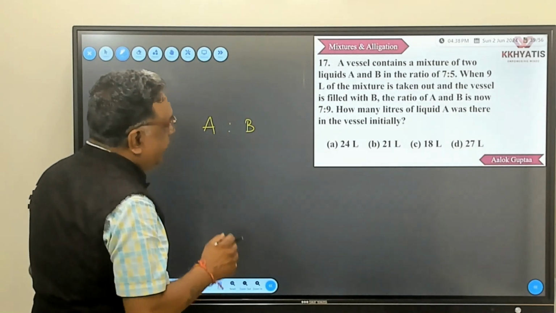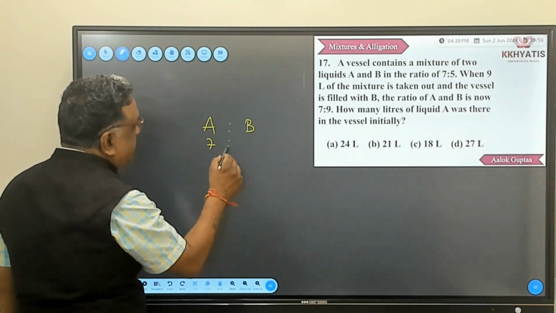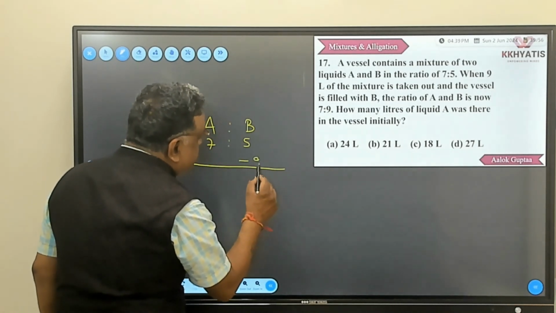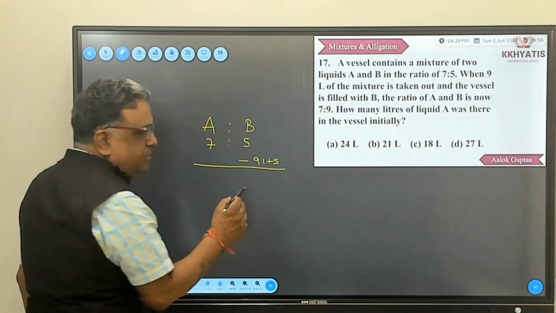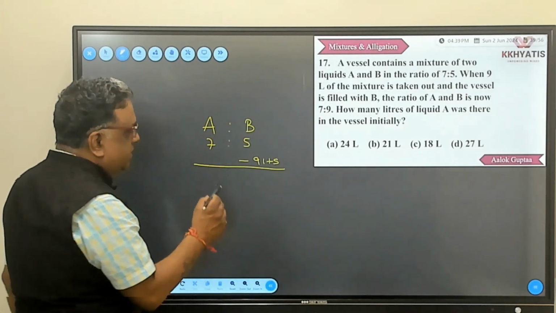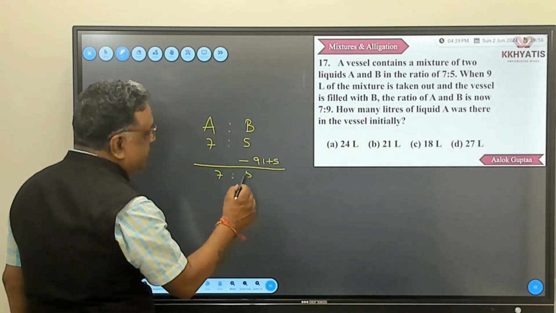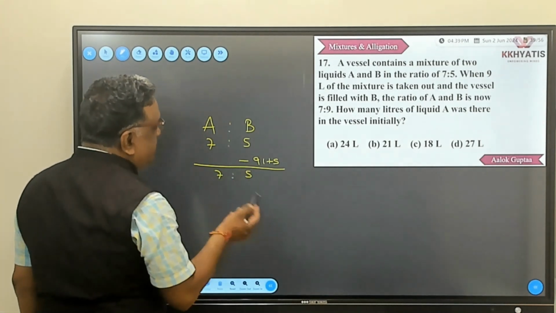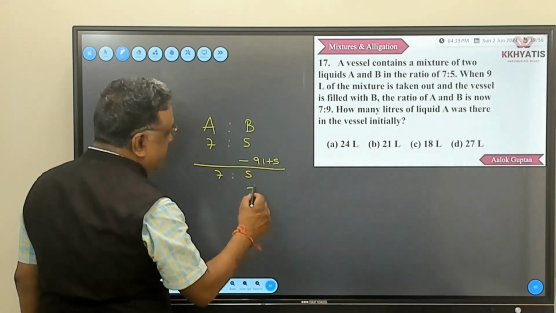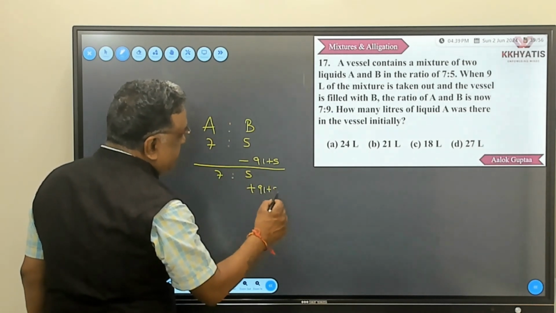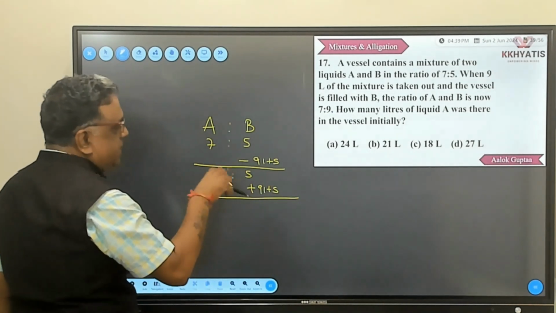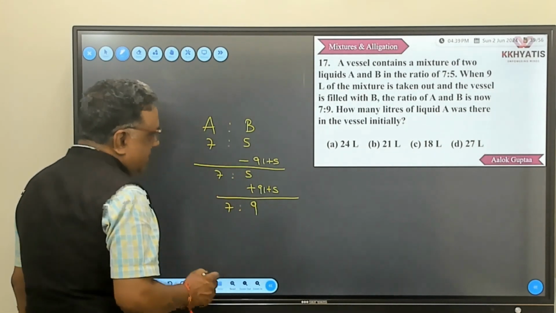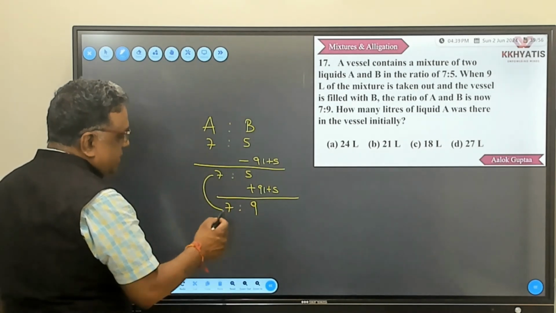They are in the ratio 7:5. Then what do I do? I removed 9 liters out of it. After removing 9 liters of mixture, the ratio doesn't change. It will still remain as 7:5. Then I'm replacing this with liquid B, which means I'm adding 9 liters. Again filling it, which means I'm adding 9 liters. And the ratio becomes 7:9. So A doesn't change.